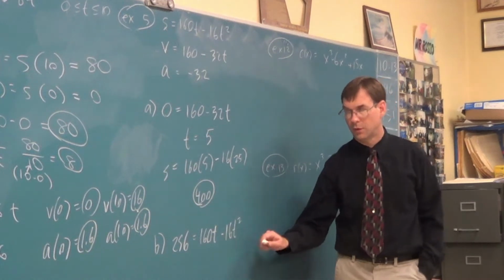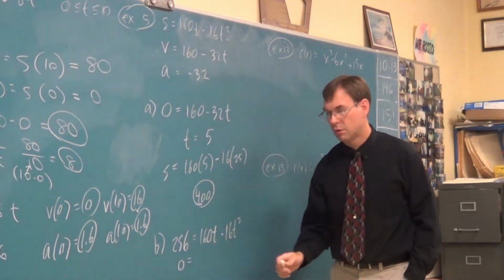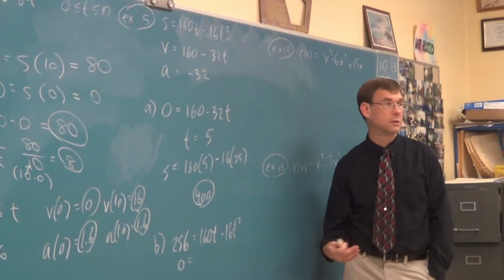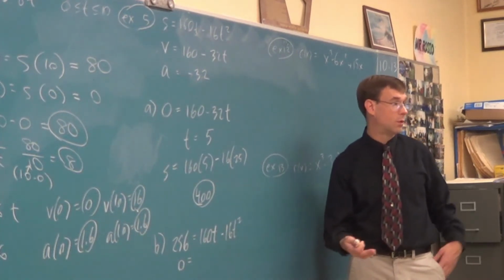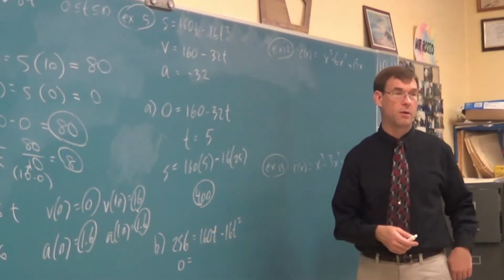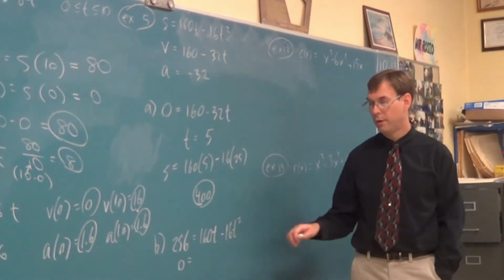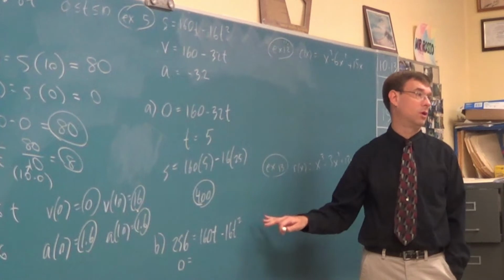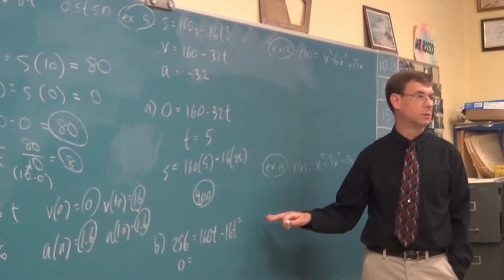You bring the 256 to the right. You'd get the thing equals 0, and then you have 2 choices. Solve the quadratic. You could either do the quadratic formula, which we have a program that we can hook you up with. If you don't have a program that does that, you can do your world. Or what else can we do?